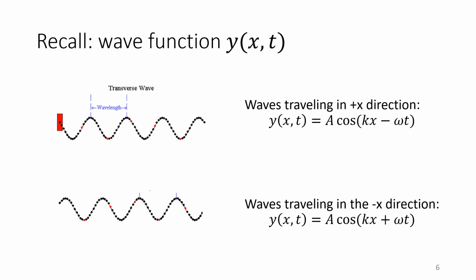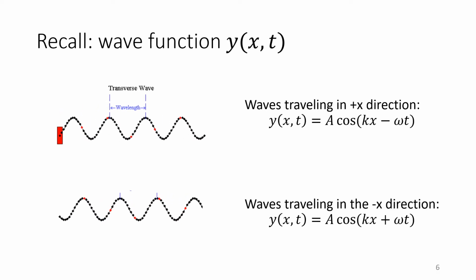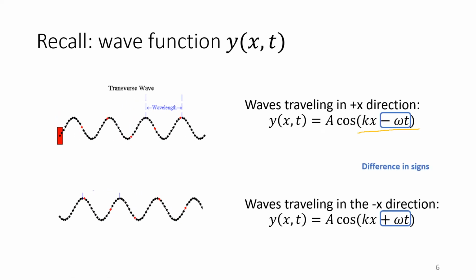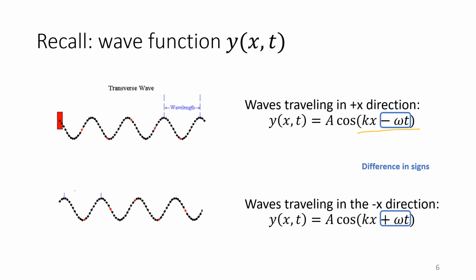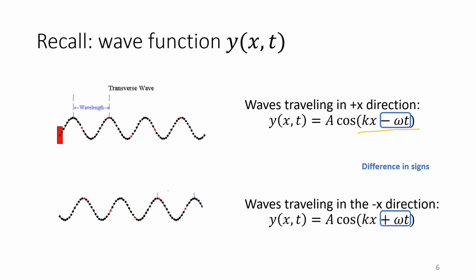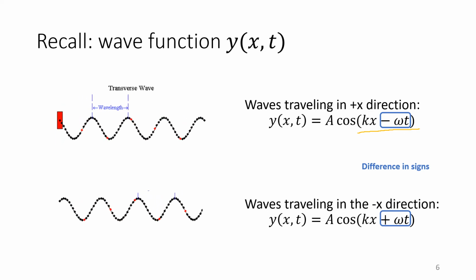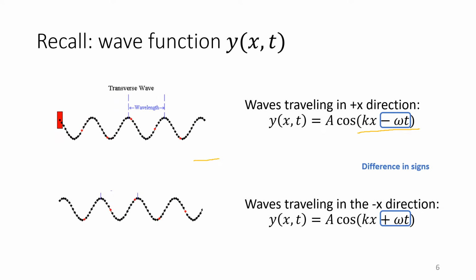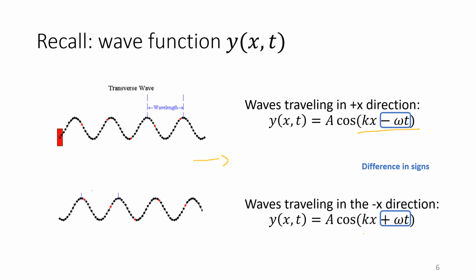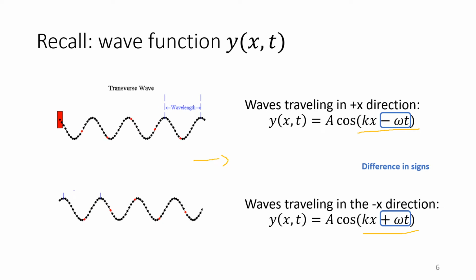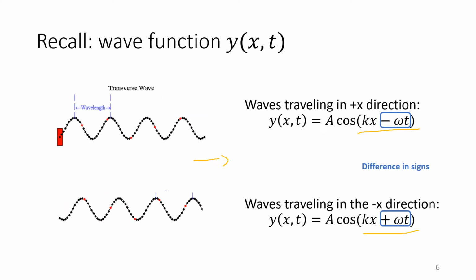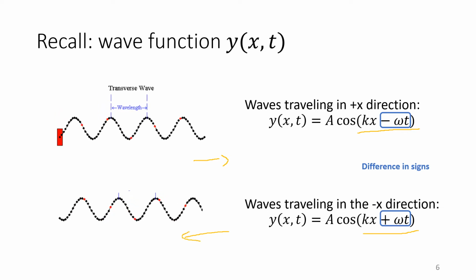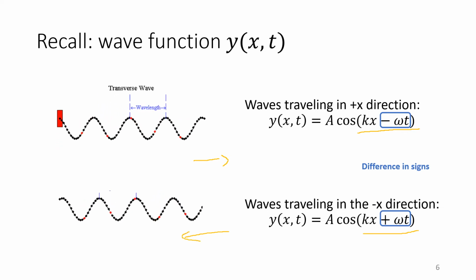If the second term is subtracted from the first, and this is what we're looking at in the argument of the cosine already, then the wave will travel in the positive x direction. So in this case, it's going to point here. But if the arguments in the cosine function are positive, you're going to end up with waves traveling in the negative x direction.